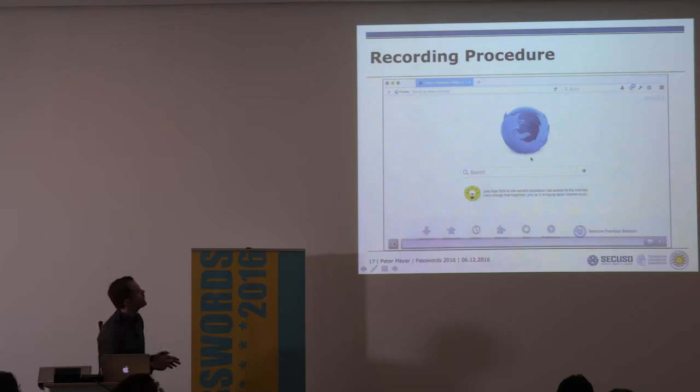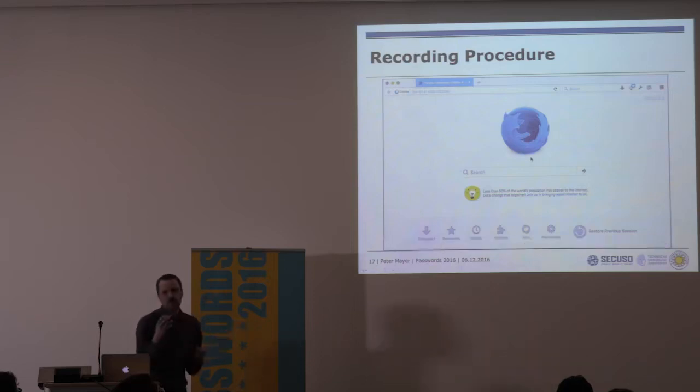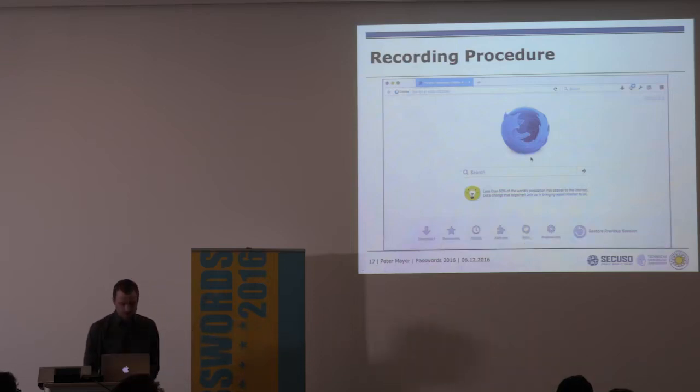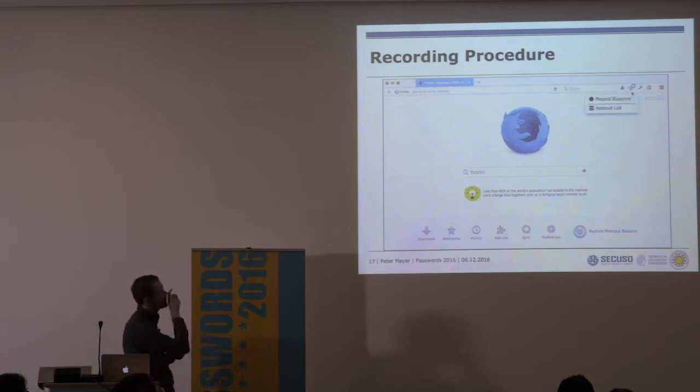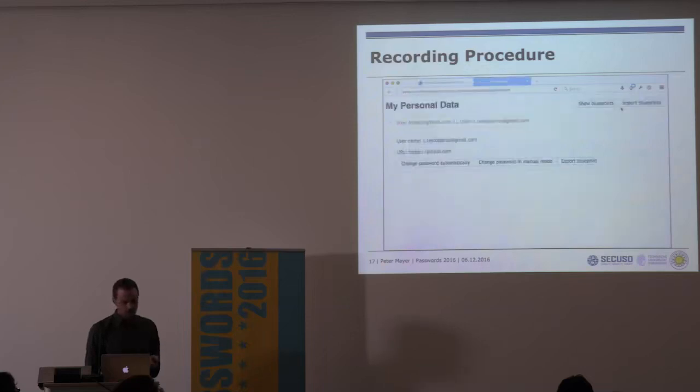Okay, so basically first you see this little icon up here. That's the one you saw on the title slide. That's basically the interface that's always visible to the user. And if we click on that, we get a menu with two simple items. We can either start an ad hoc recording if we are already on a website that we want to create a blueprint for. And the second one is an account list where we can access all the accounts that are in the password manager. That looks like this.